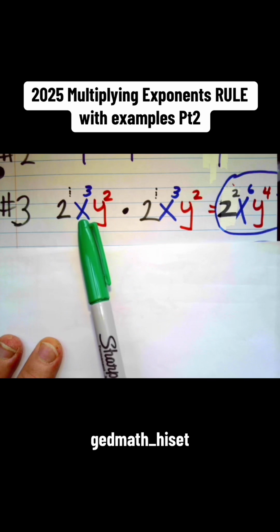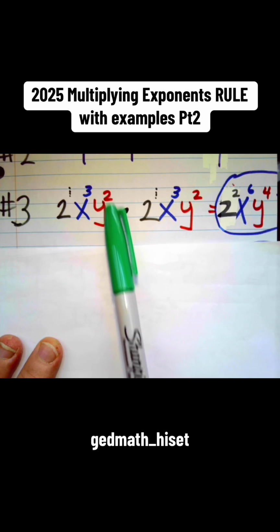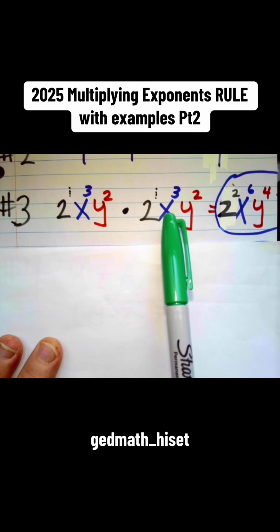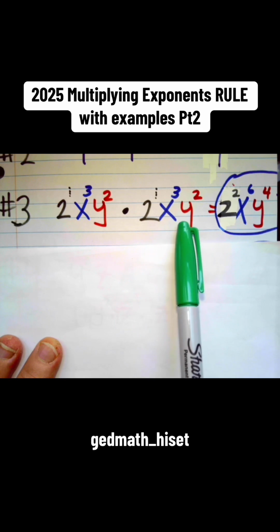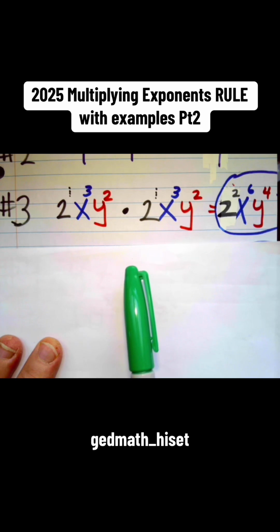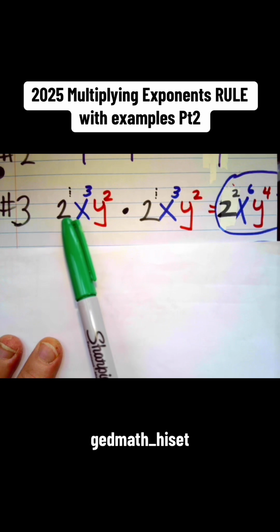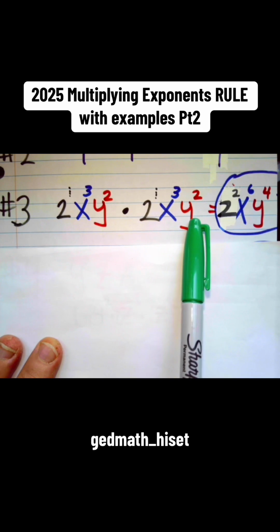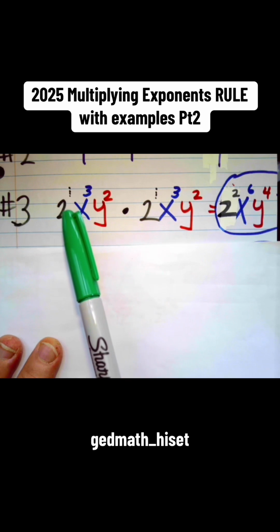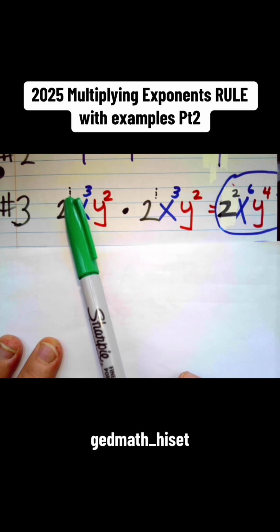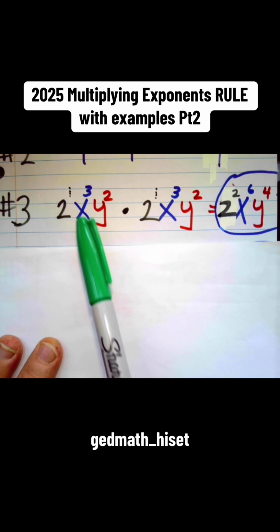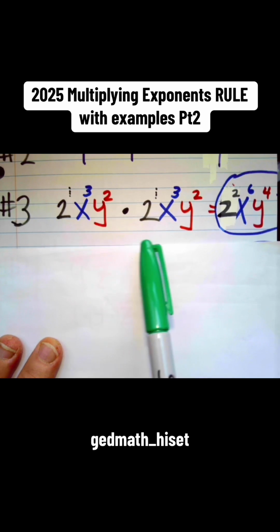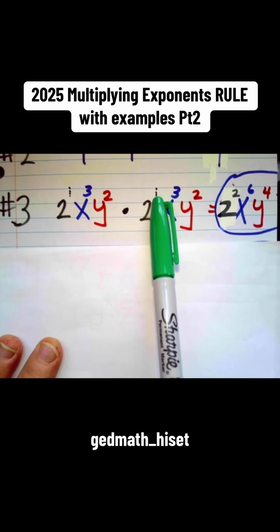So here we got a little more. We got a few more terms added to the mix. We got 2x to the third power y to the second power times 2 times x to the third power y to the second power. And again, this base is the same as this base, right? And we want to show our invisible one. So this is 2 to the first power. I'm showing a dot, dot, dot, dot.